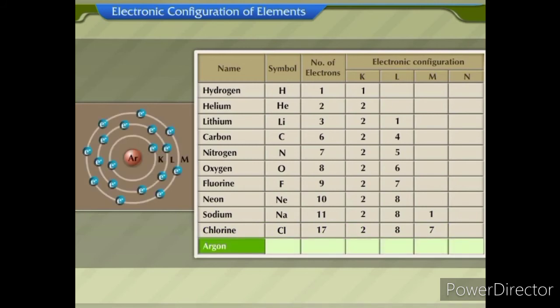Next is argon. Its symbol is denoted by Ar. The number of electrons is 18. This means that there are 2 electrons in the K shell, 8 electrons in the L shell, and 8 electrons in the M shell. Therefore, the electronic configuration is 2, 8, 8.